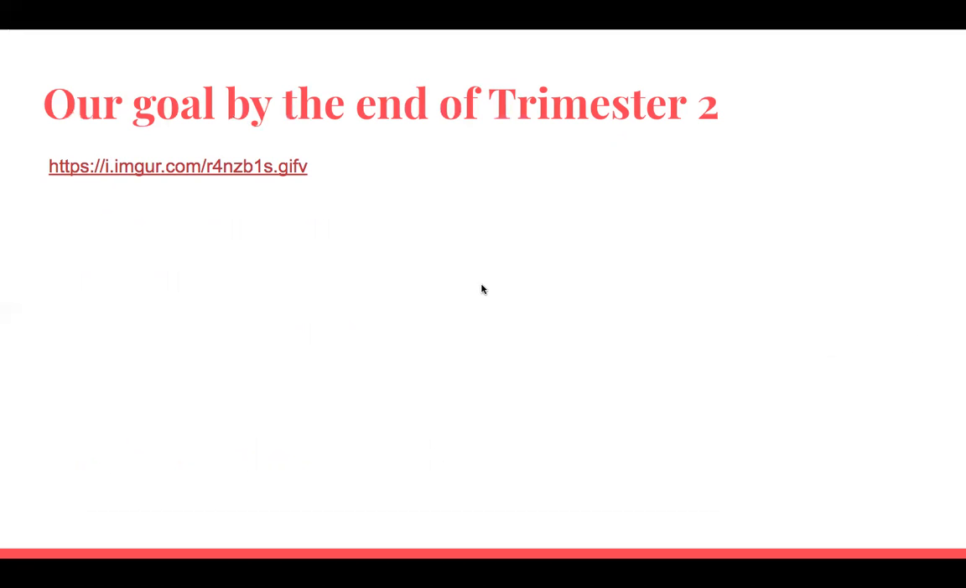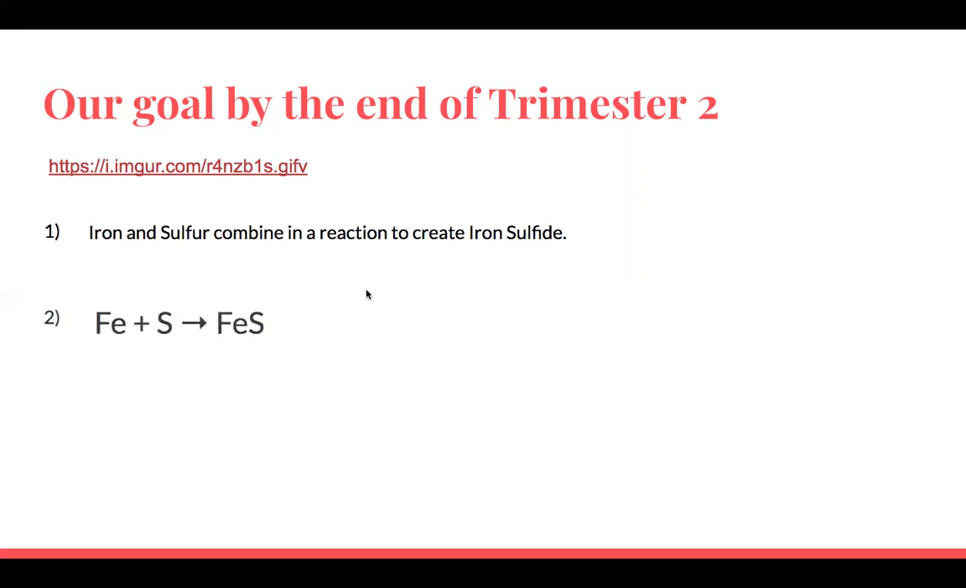But at the end of trimester 2, it's not just about one atom, it's about how atoms come together. So we're going to see how all of these things are related to one another. By the end of trimester 2, our goal is to be able to explain how all these are related together. So we got one sentence here. Iron and sulfur combine in a reaction to create a new thing, iron sulfide. So we have two different elements combining in a reaction to make a new thing.